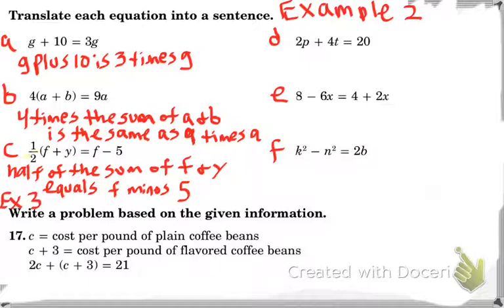Half of, because it's half times something, it means half of it. Half of the sum of f and y equals or is f minus 5. This one over here, you could say the sum of 2 times p and 4 times t. Or you can just say 2 times p plus 4 times t equals 20. So we can say the sum of 2 times p and 4 times t is 20.